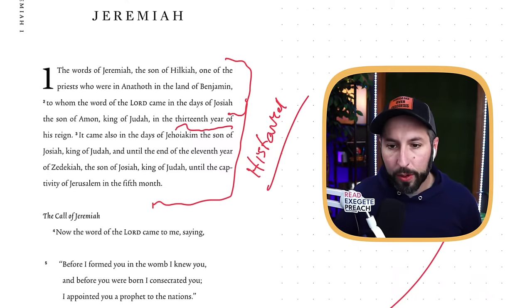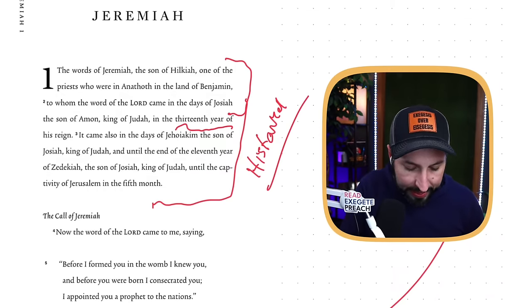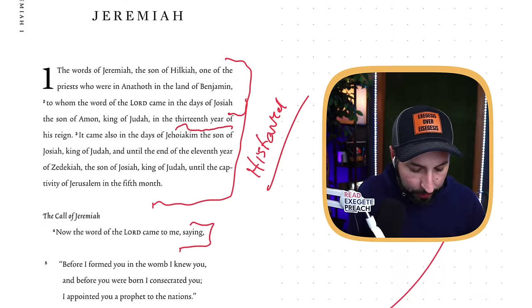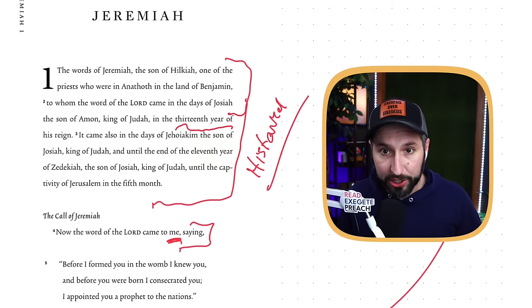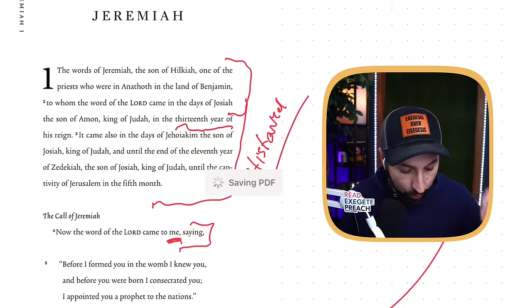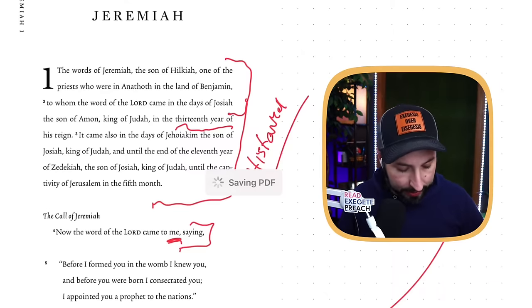Content. This lets us know where we're at. And then it says, the word of the Lord came to me. Now this "me" specifically here is talking about Jeremiah. The word of the Lord came to me.